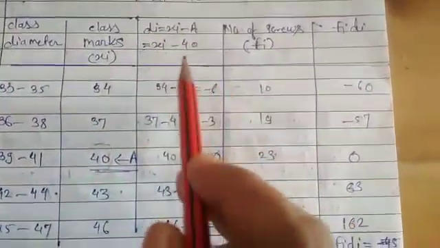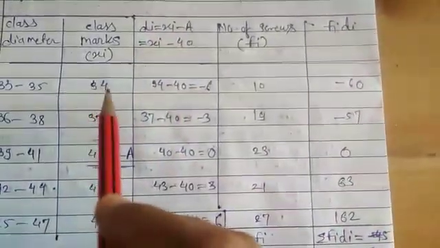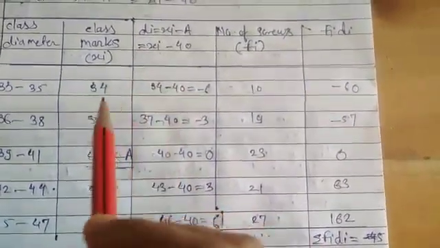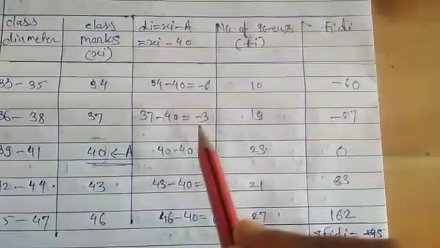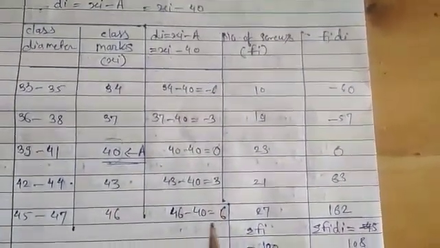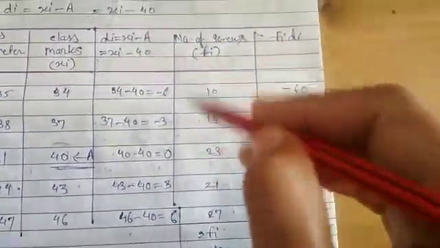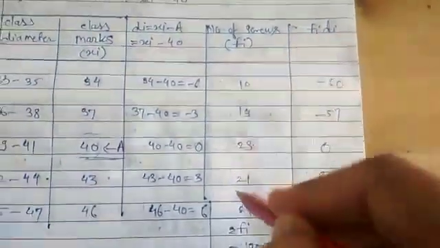Then in the third column, di is equal to xi minus a. Here we subtract the class mark minus the a value, which we have taken as 40. So 34 minus 40 we get minus 6. 37 minus 40 we get minus 3. 40 minus 40 is 0. 43 minus 40 is 3 and 46 minus 40 is 6. In this way our di deviation column is also ready. In the fourth column, the number of screws, that is the frequencies. Whatever frequencies you have in the example, 10, 19, 23, 21 and 27, write all of them in the fourth column.